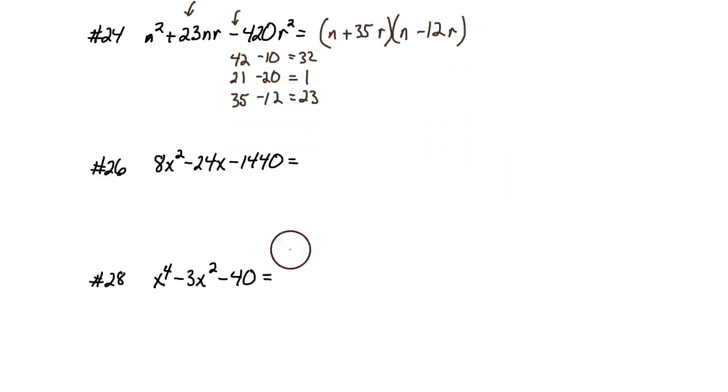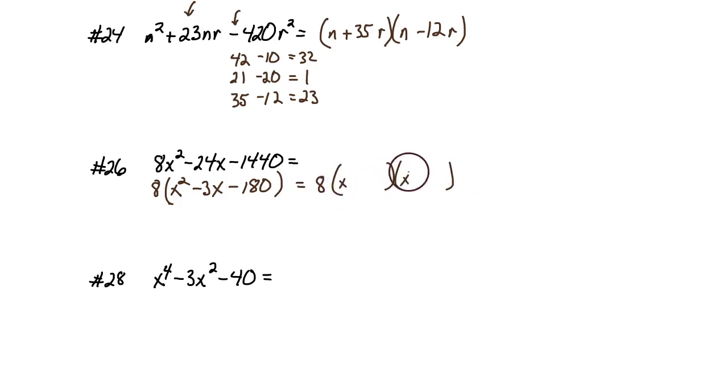Number 26. All of the coefficients are even numbers, so there's going to be a greatest common factor. Is it a 2, is it a 4, or is it an 8? Let's use a calculator and see if 1440 does divide by 8 evenly. And it does. It makes 180. So we can factor a GCF of 8 out the front. 8 times x squared is 8x squared. 8 times negative 3x is negative 24x. And 8 times negative 180 is the negative 1440. Now let's factor this trinomial using FOIL.